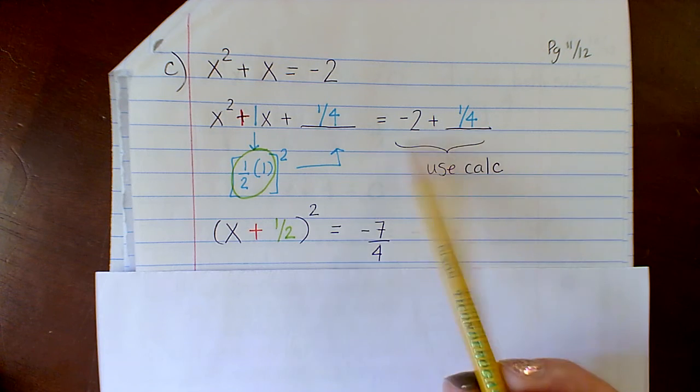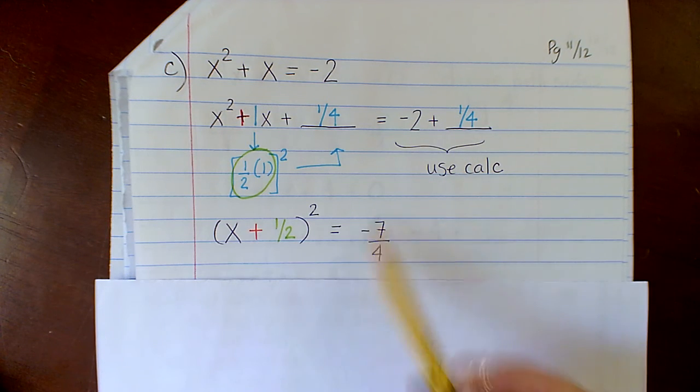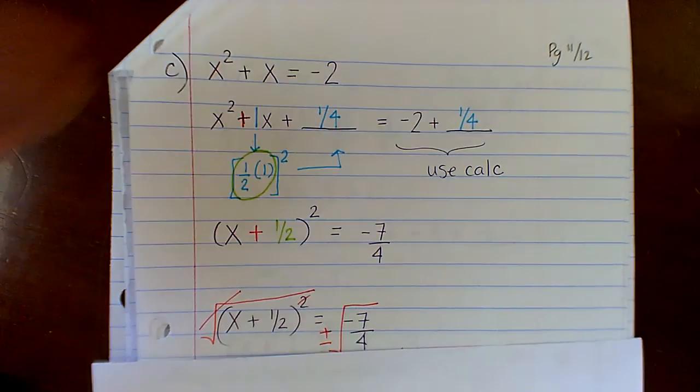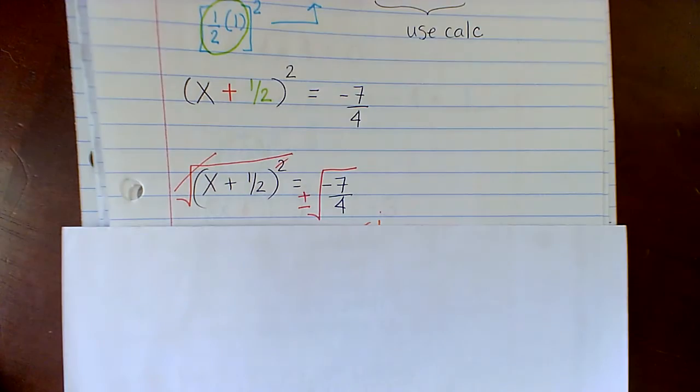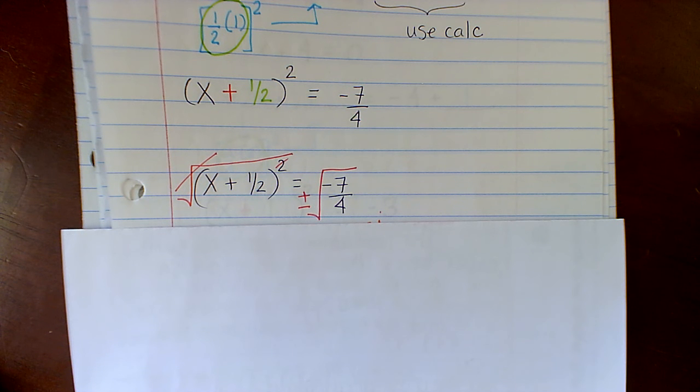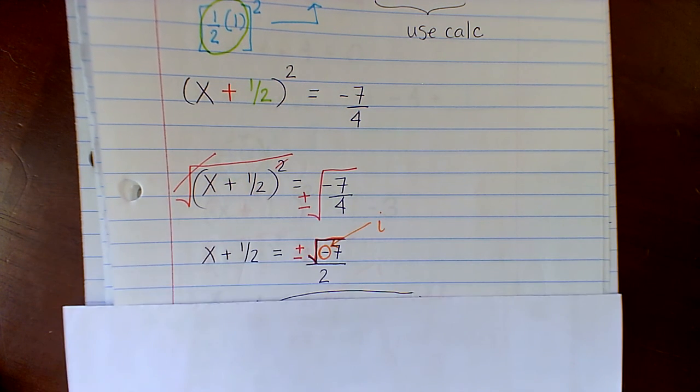You can use your calculator to do -2 plus 1/4 and get -7/4. Then we're going to take the plus or minus square root of both sides. It's looking ugly. And oh, by the way, we got a negative under that square root symbol, so we're going to have some i's that are about to show up. Oh, look, there it is.